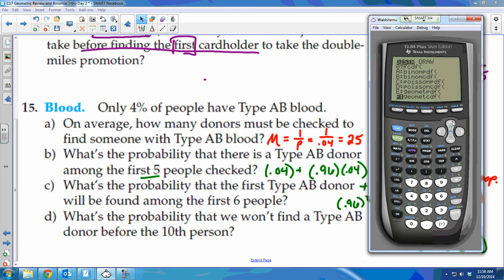CDF stands for cumulative density function. Cumulative should be your clue. Cumulative adds stuff together. So you'll use CDF if I want to know the probability of my first free throw in the first 6 attempts. So PDF is for a specific, one thing. CDF is for when you're adding stuff together, like we are in this problem right here.